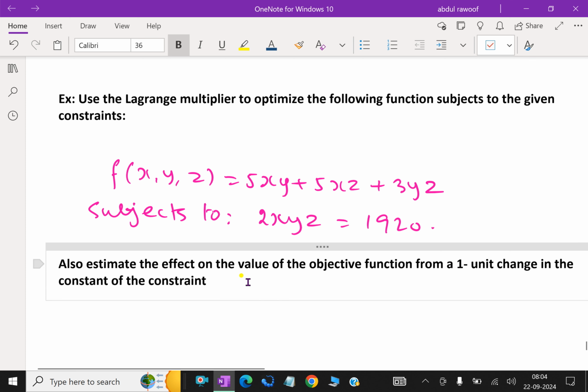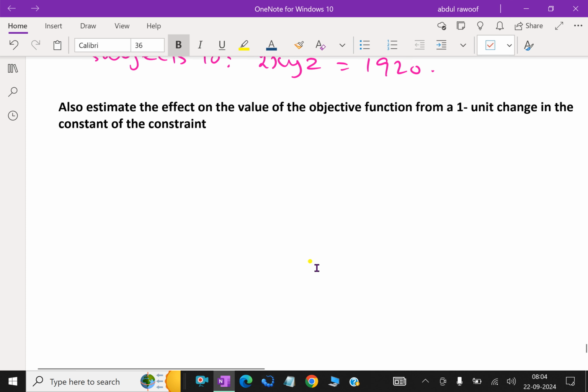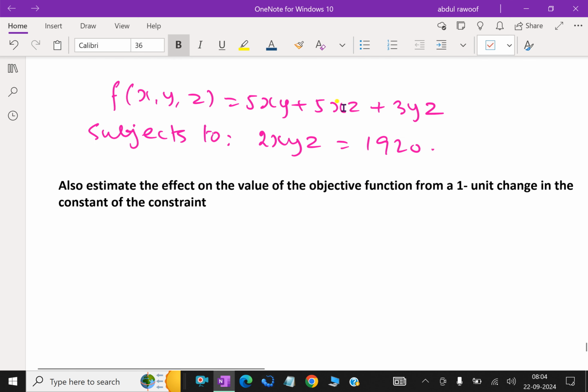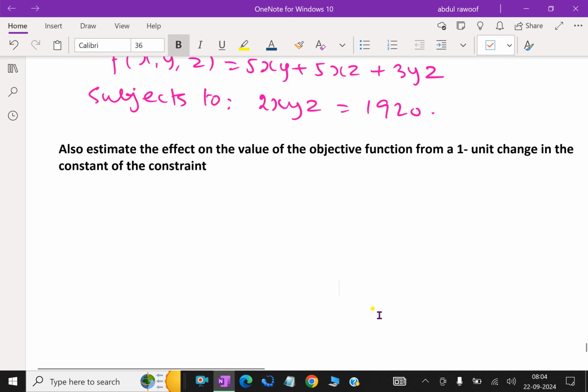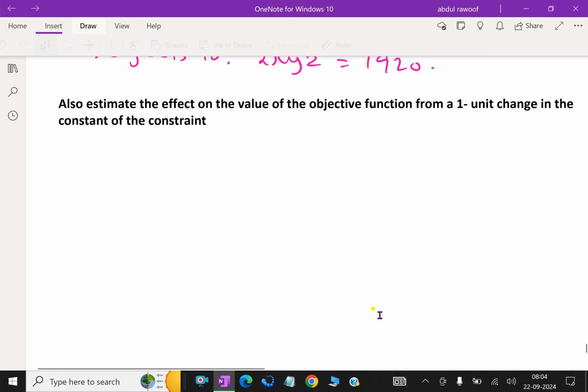First, we have to write the given equation. That means we have to optimize this function subject to this constraint equation. First, let us write the given equation.